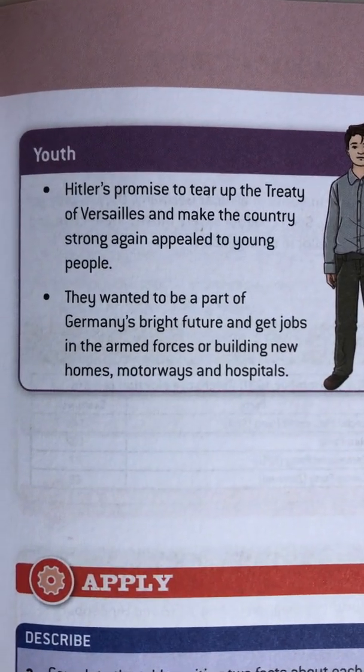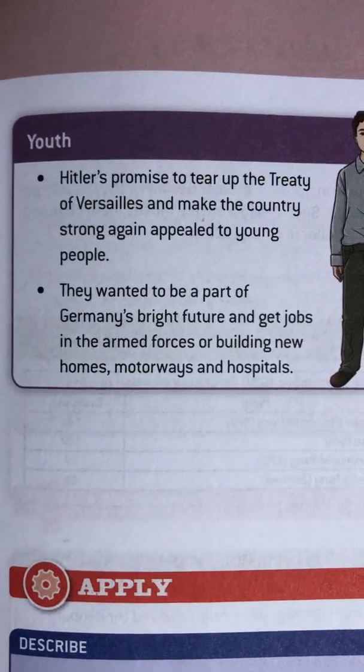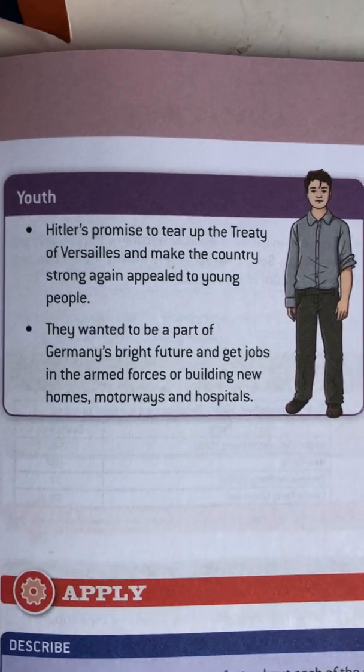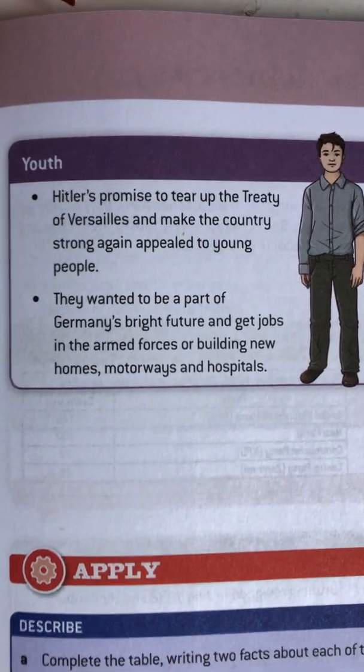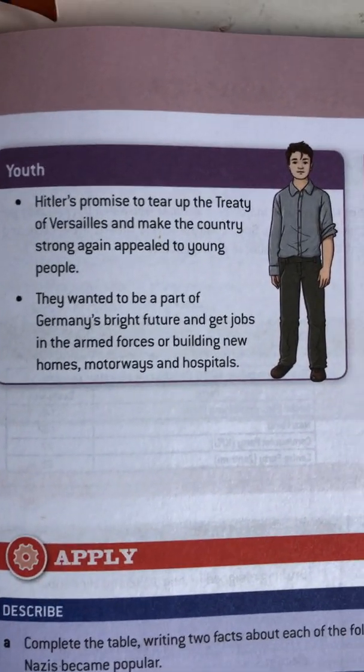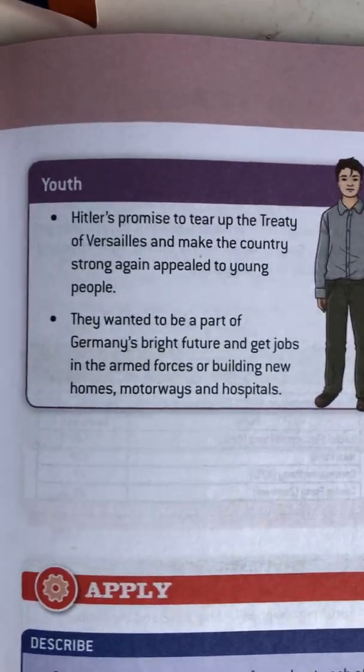So he said he would build more motorways, build more homes, build more hospitals, and he would rebuild the army, which had been limited by the Treaty of Versailles, giving people access to lots of jobs and a better standard of living if Hitler had got his plans that he promised them.